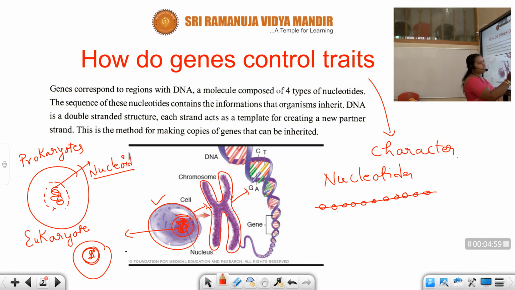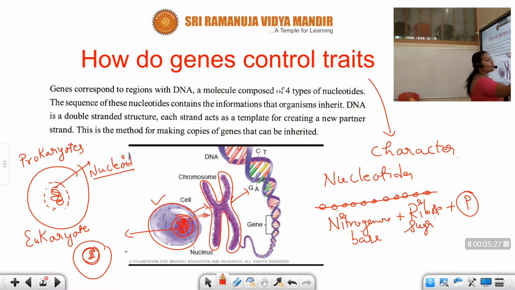Each circle we can consider as a nucleotide. You know what those nucleotides are? It's a combination of a nitrogenous base, one ribose sugar, and a phosphate group. Nitrogenous base, sugar and phosphate group is a nucleotide. A nitrogenous base with only a sugar is known as a nucleoside. Already I have explained everything.